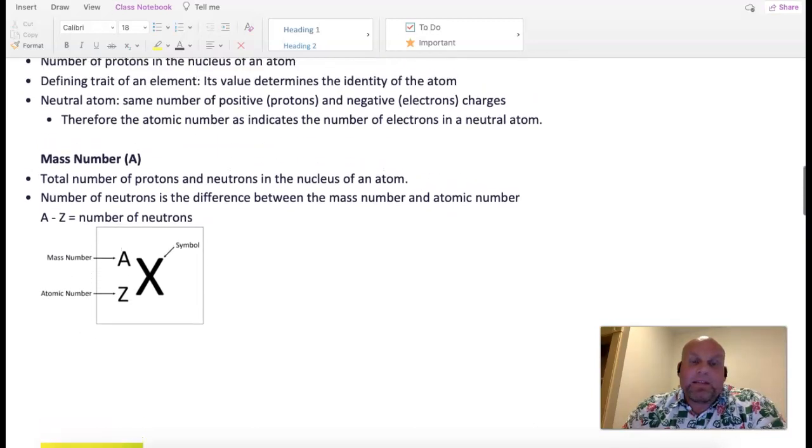Here's how we would write the symbol of an element. We would represent the element with its symbol from the periodic table. Symbols are either one letter or two letters, with only one of those letters capitalized. So if it's a single letter, that letter would be capitalized. If it was a two-letter symbol, only the first letter would be capitalized. The mass number is represented in the upper left-hand corner, and the atomic number is represented in the lower left-hand corner.